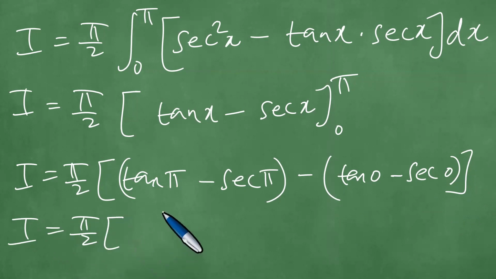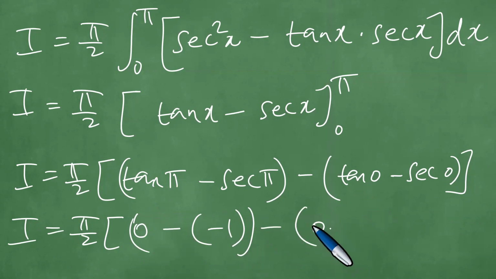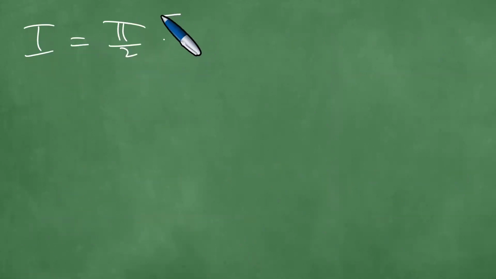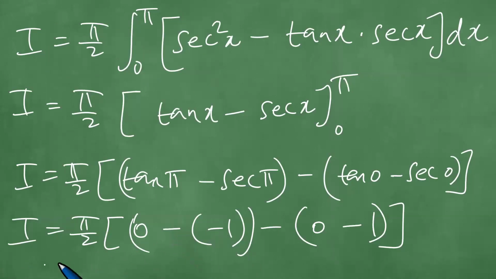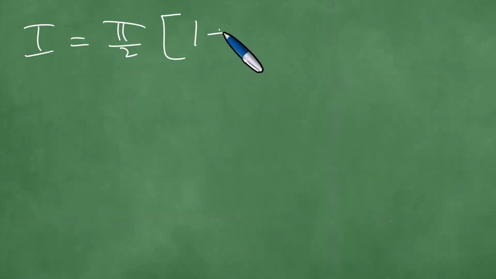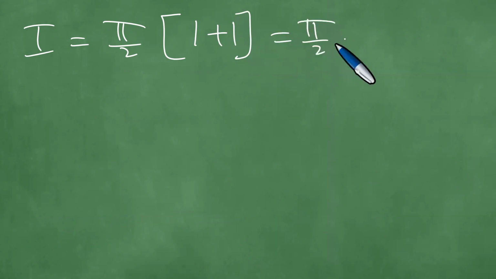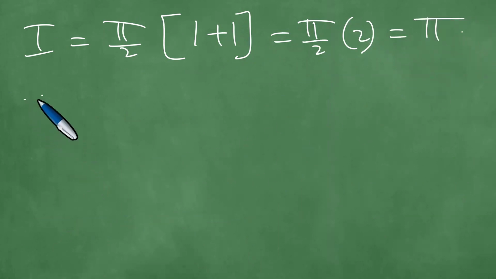So you have pi over 2, then the tangent of pi is 0, the secant of pi is minus 1, the tangent of 0 is 0, and the secant of 0 is 1. So I equals pi over 2. The negative negative is positive, which becomes 1, and this other negative negative is plus, which becomes 1. Which is pi over 2 times 2, which is equal to pi. And this means that I is equal to pi.